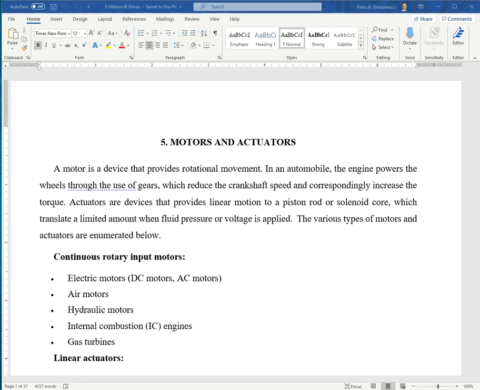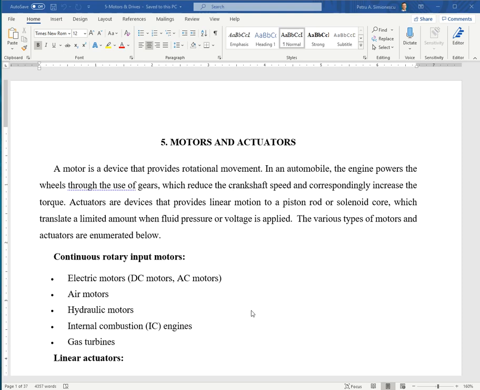And they always employ, in engines on automobiles, a gear reducer. Invariably, these are multi-step gear reducers. Actuators provide linear motion, and they could be of the piston rods, the actuator, the moving part, or solenoid core, and they rely on fluid power supplied from a pump or accumulator, or electric power from a battery or from other power supply.